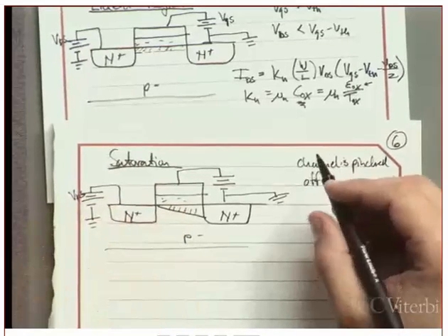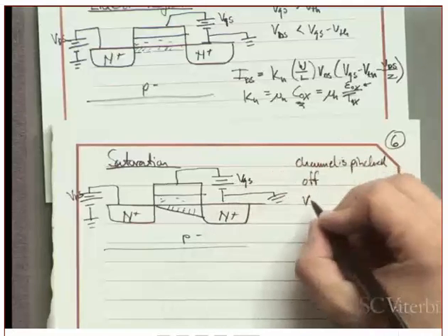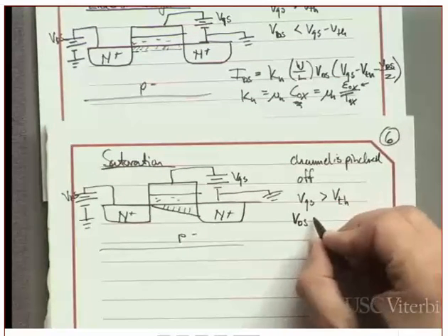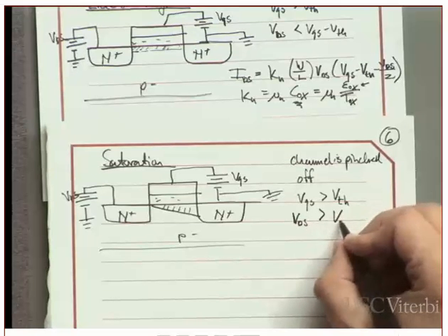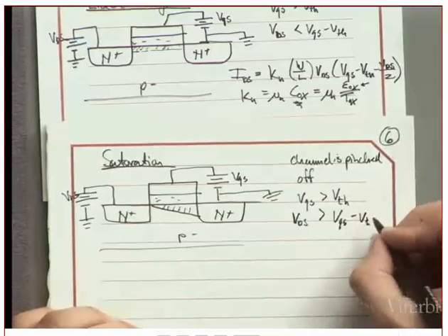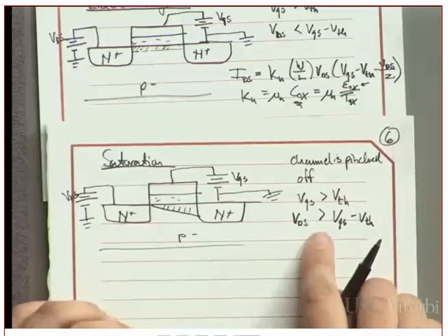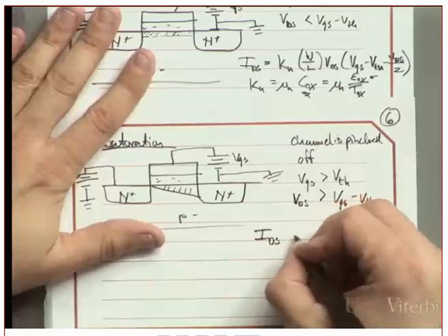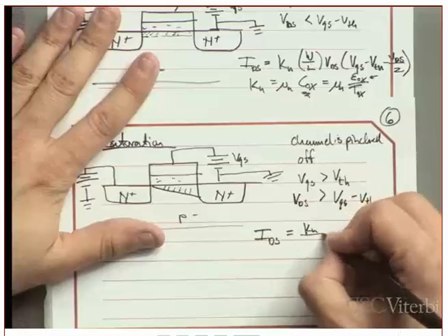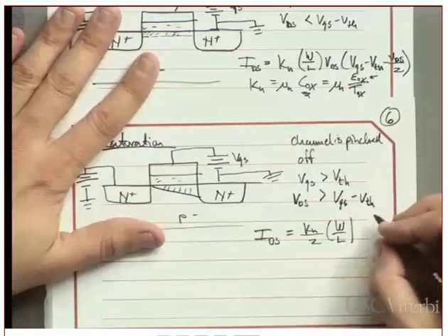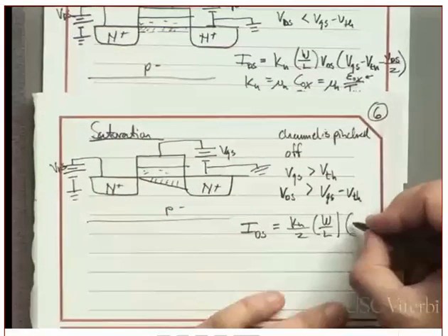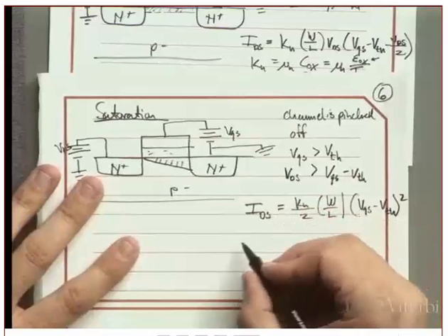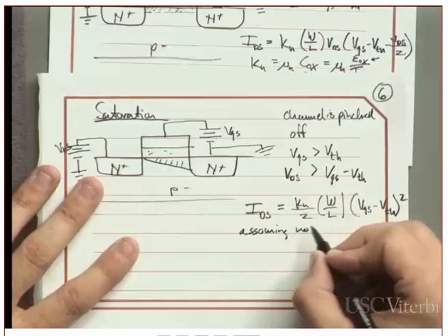The values that describe this in terms of the voltages in the circuit are: VGS is greater than the threshold voltage. So you had a channel, but by way of disturbing that channel with VDS, you've now pinched it off. So instead of VDS being less than the value up here, it's now greater than that value, VGS minus VTH. And the current, of course, is now only dependent on VGS unless we include channel length modulation. And this is assuming no channel length modulation.